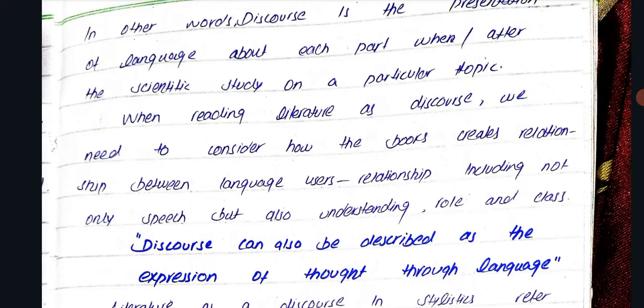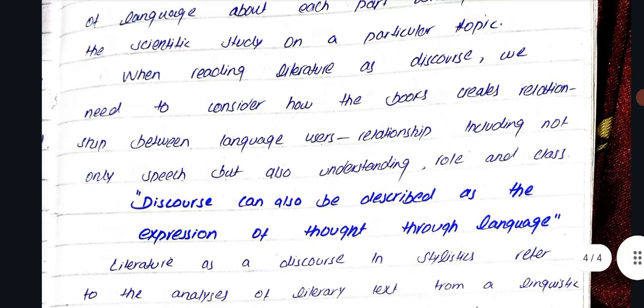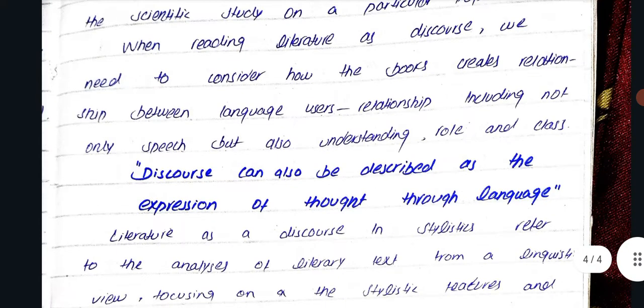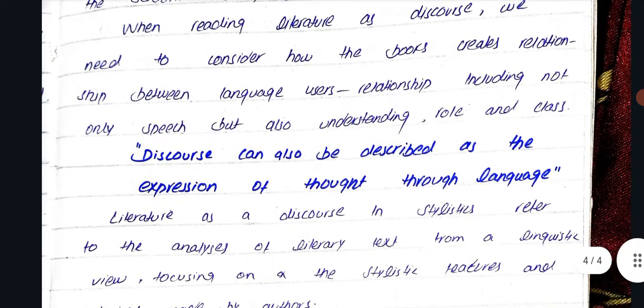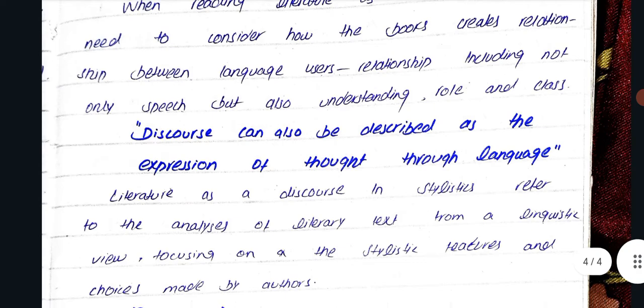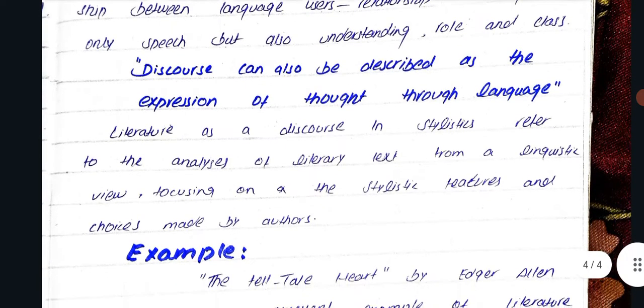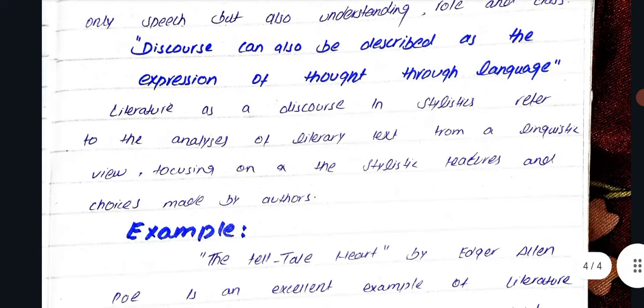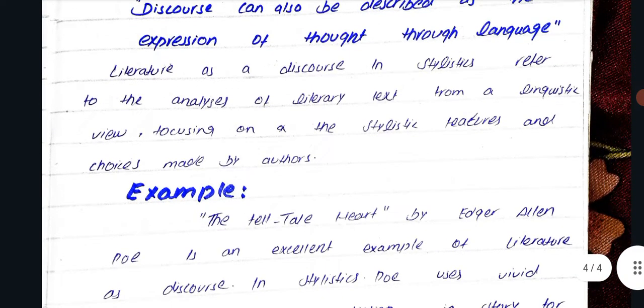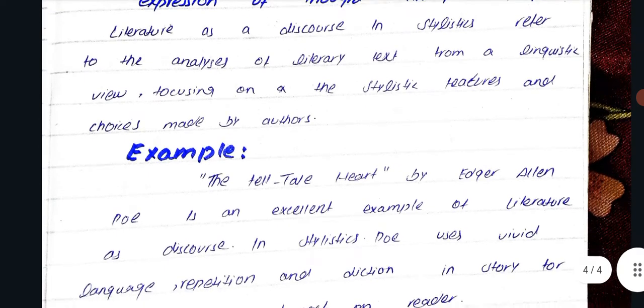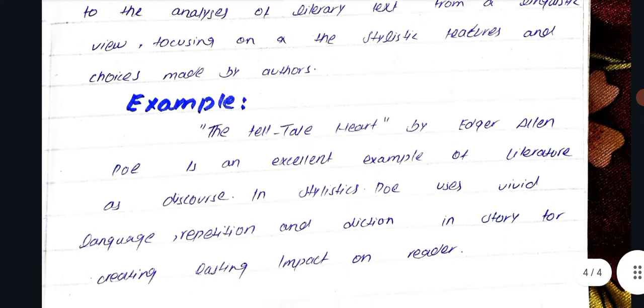When reading literature as discourse, we need to consider how a book creates a relationship between language users, including not only speech but also understanding role and class. Discourse can also be described as an expression of thought through language. Literature as a discourse in stylistics refers to the analysis of literary text from a linguistic view, focusing on the stylistic features and choices made by the author.